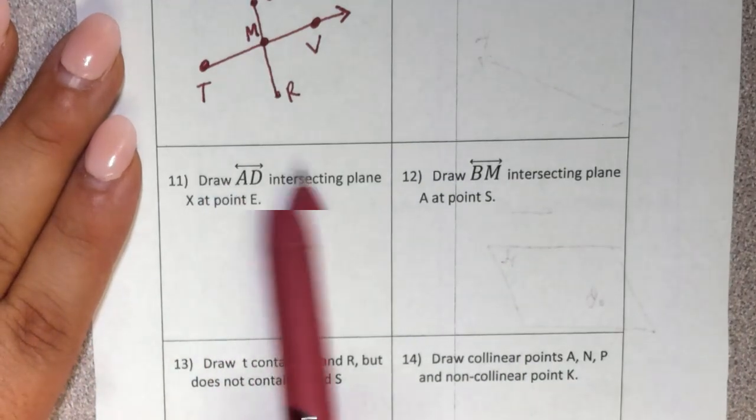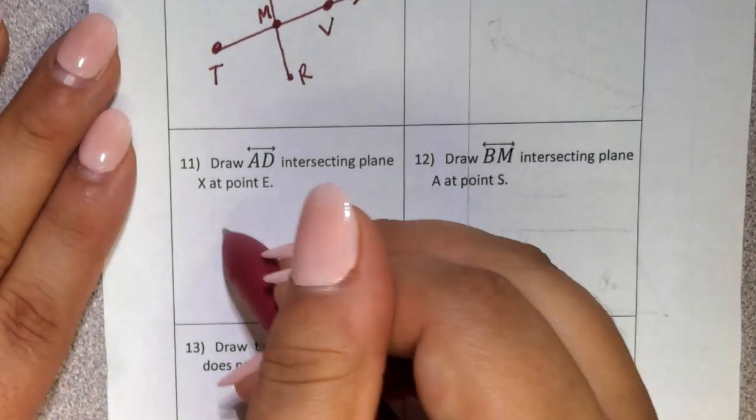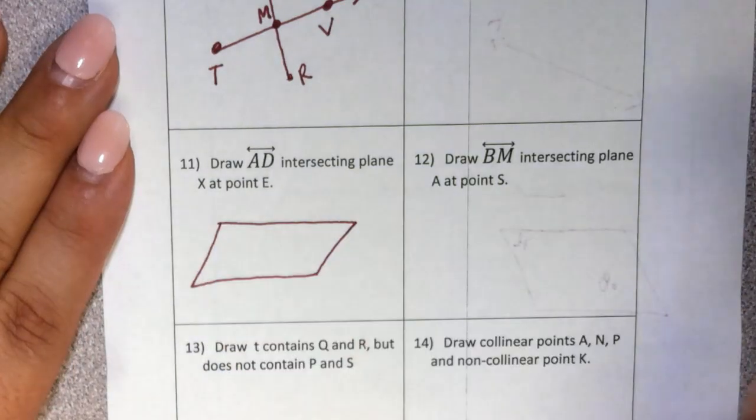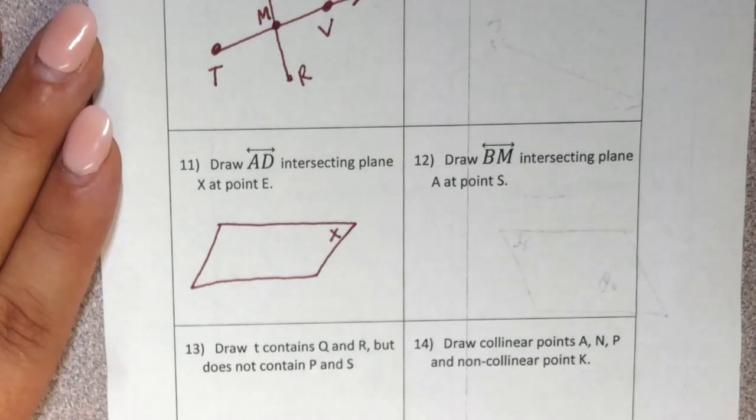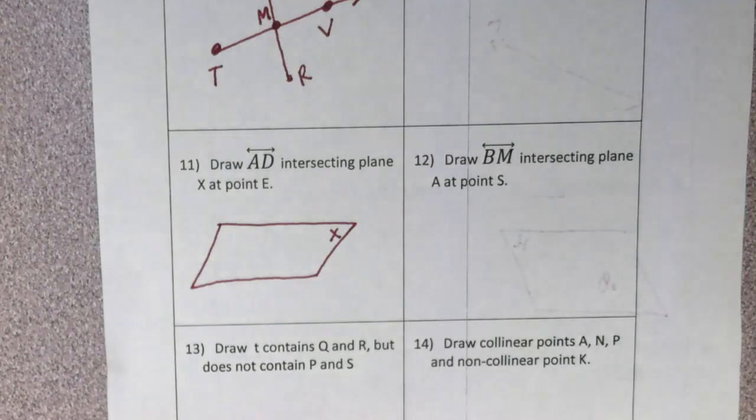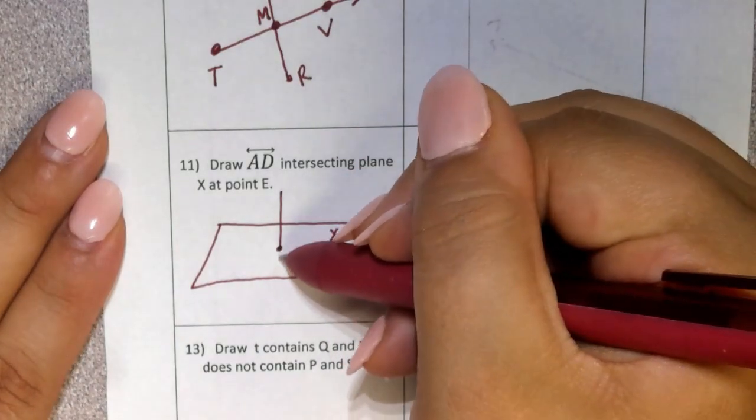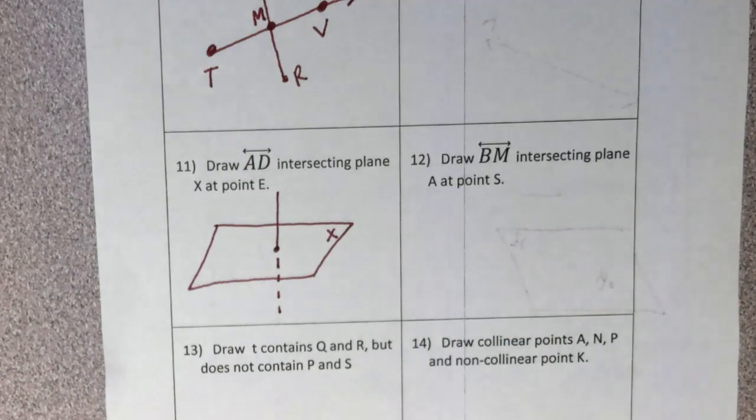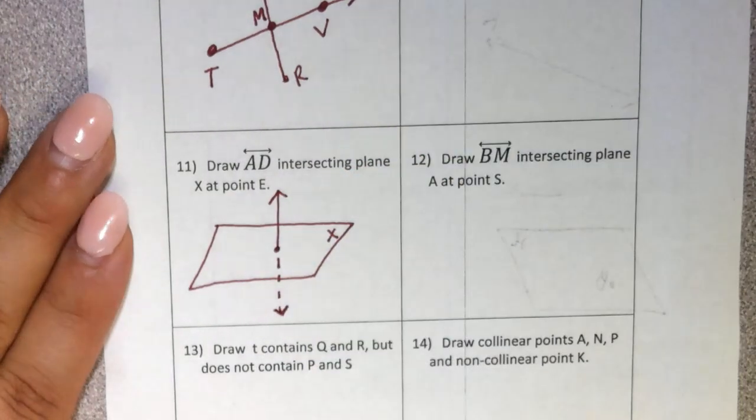Draw AD intersecting a plane. This one is super weird, so I need everybody to look up. I'm drawing a plane. What's my plane called? I'm going to draw X. That's a plane. How do you intersect a plane if you are a line? Look up. Boom, goes through it. So I am going to draw a line going through it, but once it goes through it, I'm going to draw dashes because that tells me it went underneath it. Do y'all see what I did? And because it has 2 arrows, I'm going to draw 2 arrows.